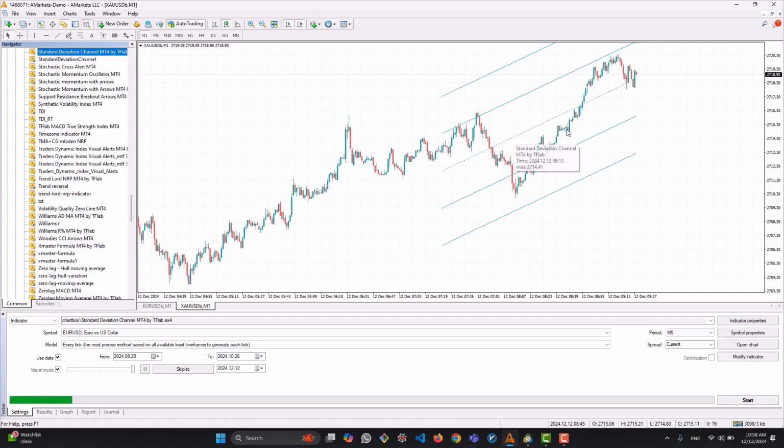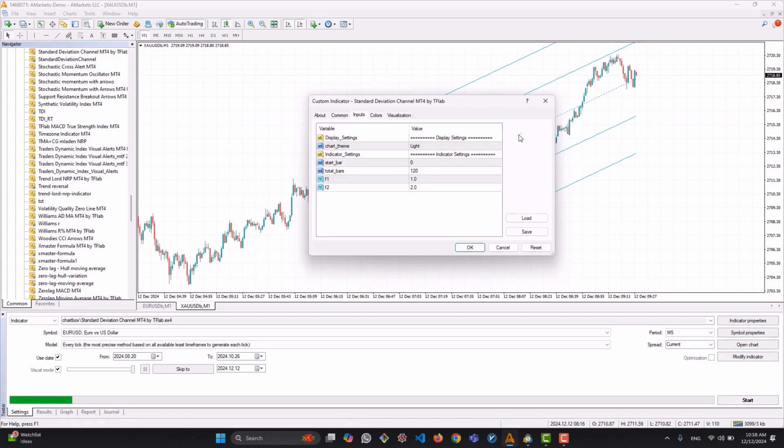Let's go over the settings of this indicator together. The first option is the starting candle for calculations, which if set to 0 considers the current candle; the higher the number, for example, if we set this parameter to 10, it starts calculating from 10 candles earlier. The second option is the number of candles that participate in the calculations, which by default is set to 120. The next two options are the coefficients we apply to the standard deviation.